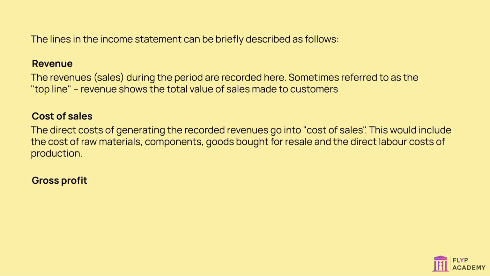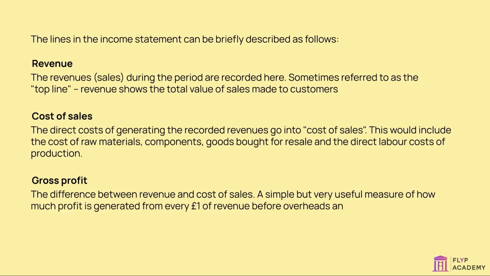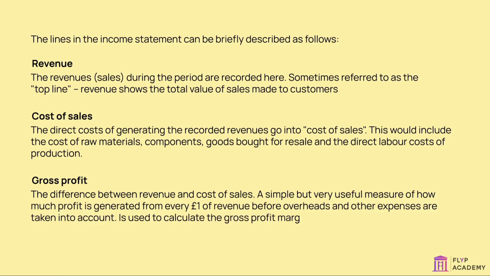Gross profit, the difference between revenue and cost of sales. A simple but very useful measure of how much profit is generated from every £1 of revenue before overheads and other expenses are taken into account. Is used to calculate the gross profit margin, %.